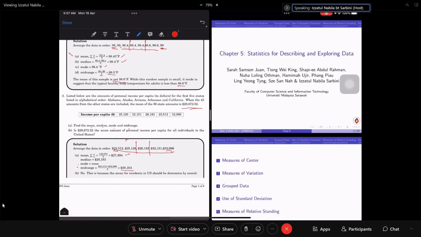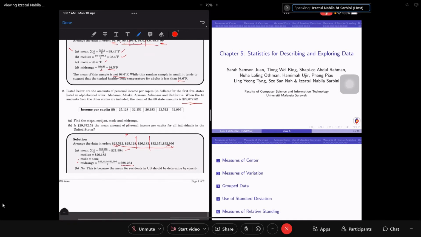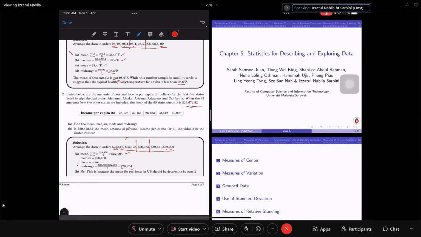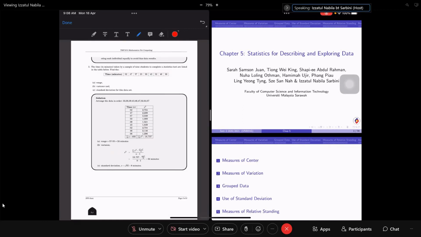Question B: is 29,672 the mean amount of personal income per capita for all individuals in the United States? No, because the mean of residents in the US should be determined by considering each individual equally to avoid biased data results. There will be an explanation.